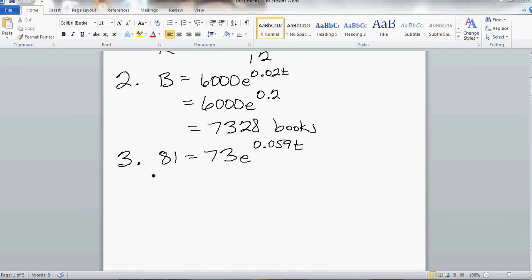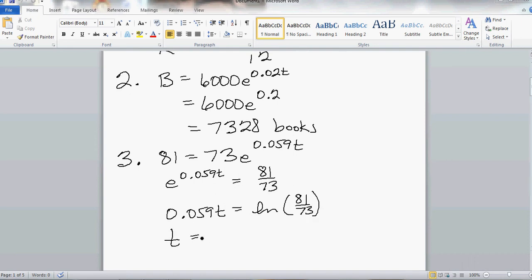Divide both sides by 73. E to the 0.059t equals 81/73. Take the natural log of both sides, and we get 0.059t equals the natural log of 81/73. And then divide both sides by 0.059. And this equals approximately, and I believe we're told round to the nearest year, that would be 2 years.